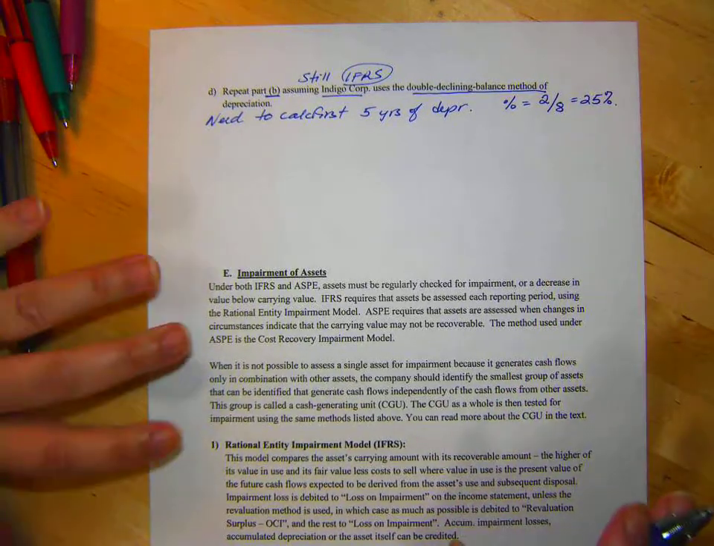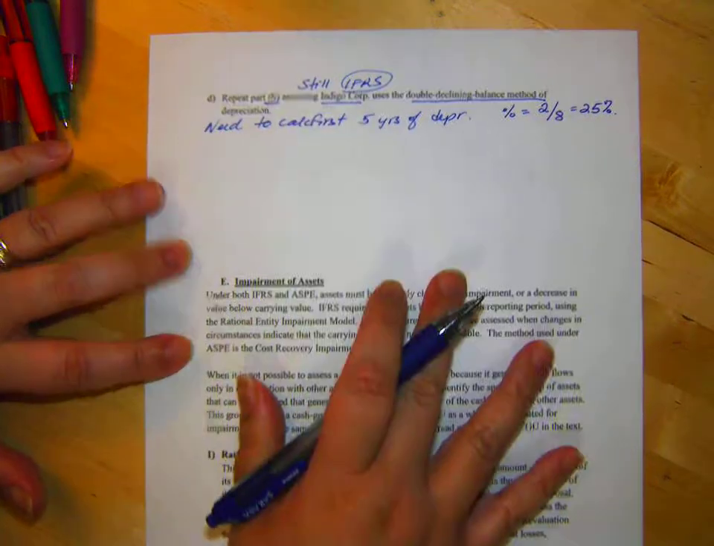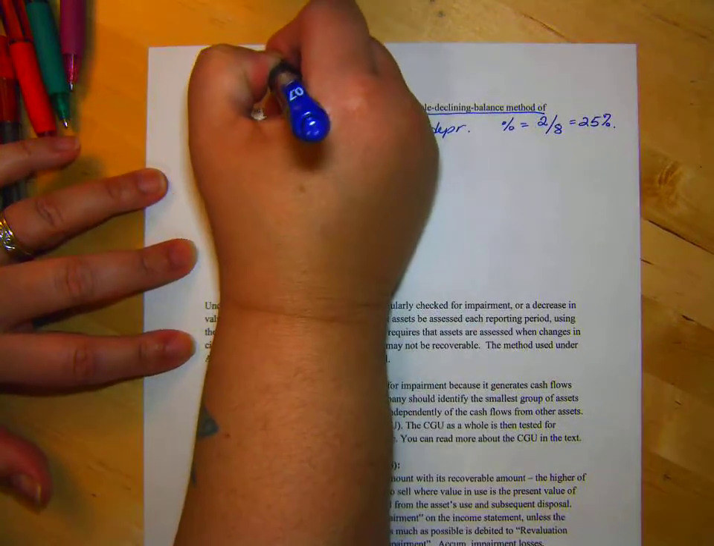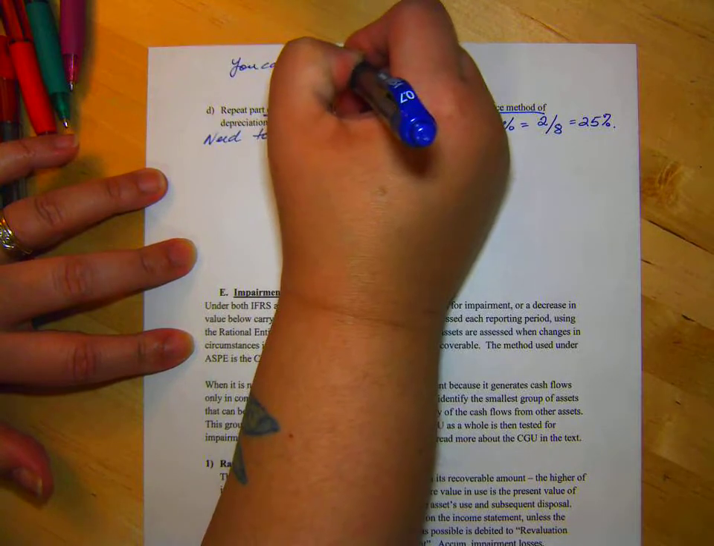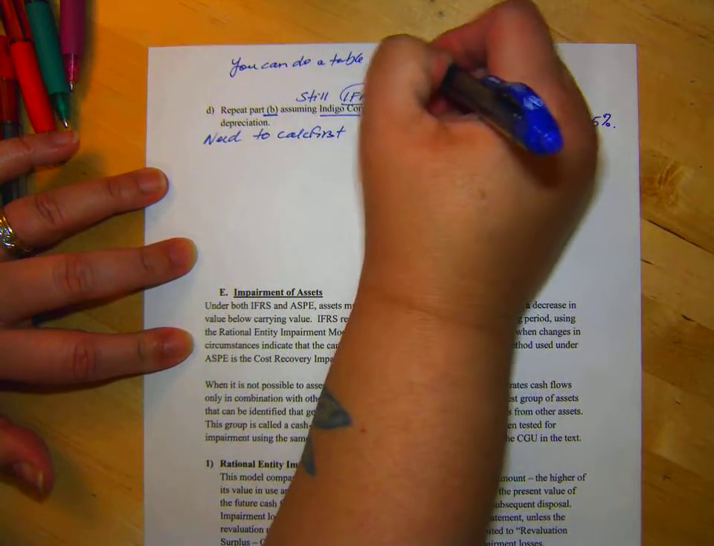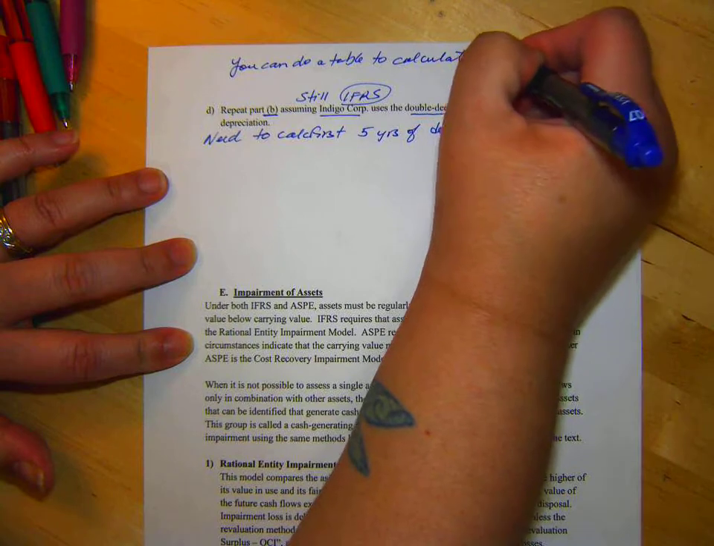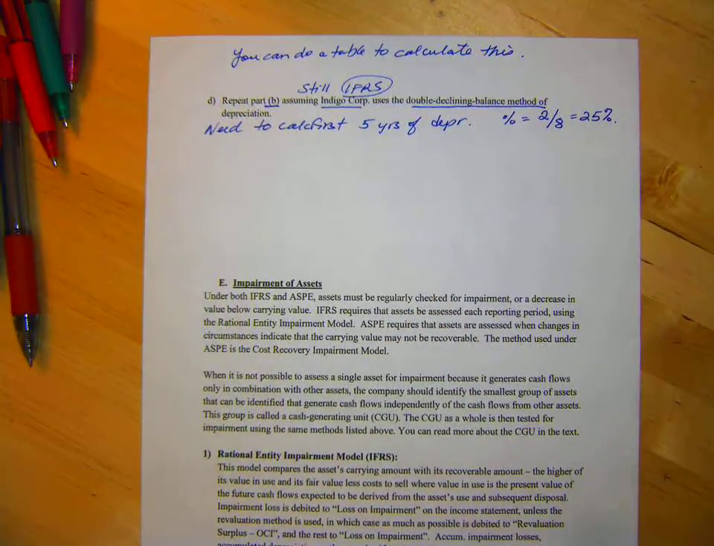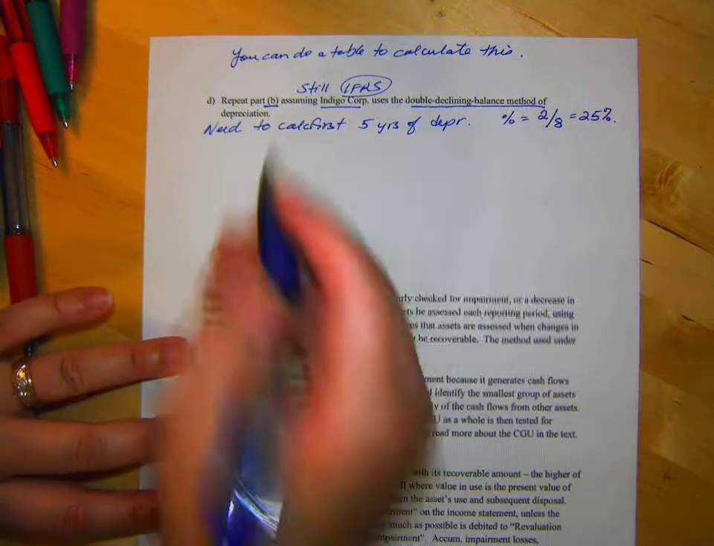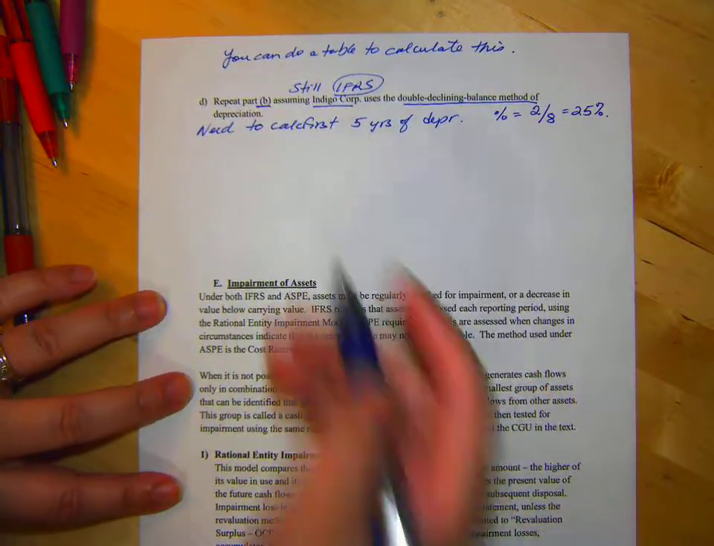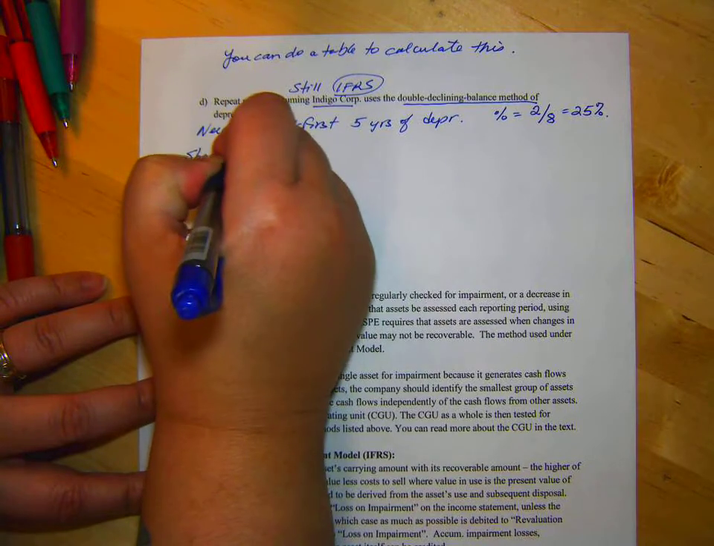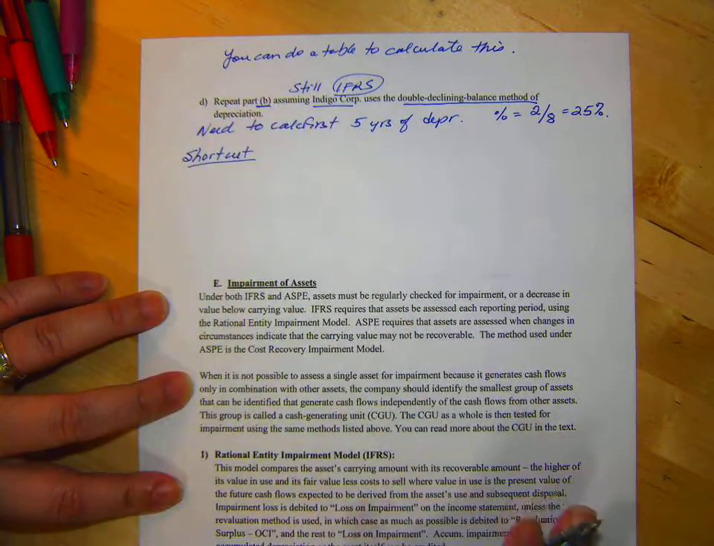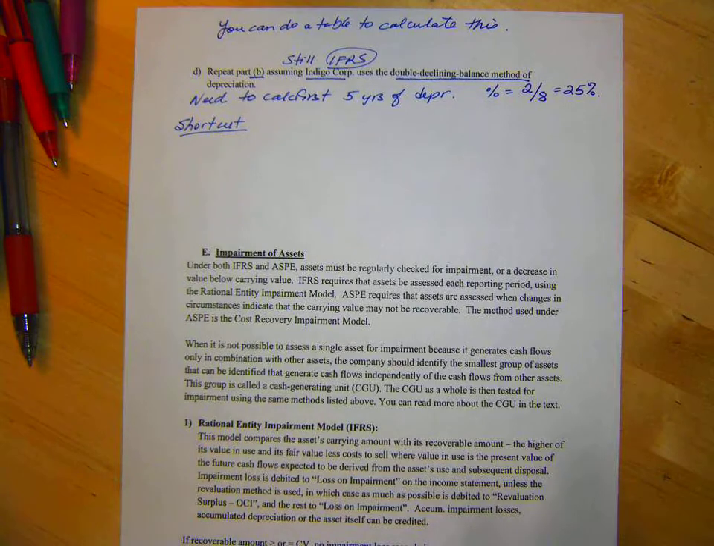Okay, now you can do a table, and especially because you're in your final, you guys have Excel. So go ahead and do a table if you want. However, I'm going to give all of you a little shortcut. And some of you actually have figured out how to do it on your calculator. There's amortization. If you look in your user's manual online, it'll show you how to do that.